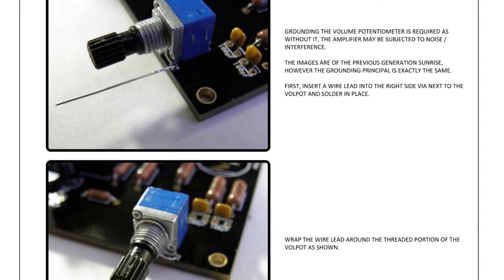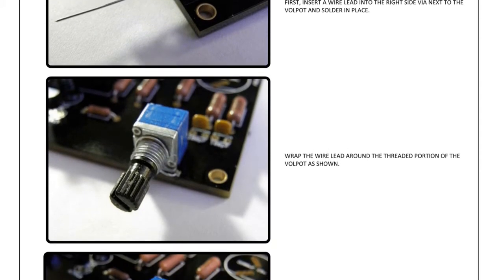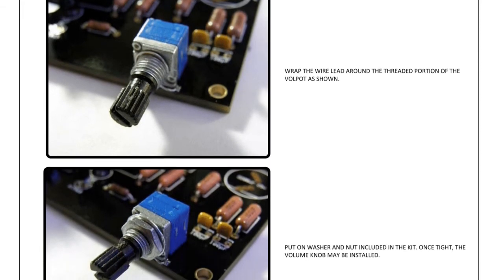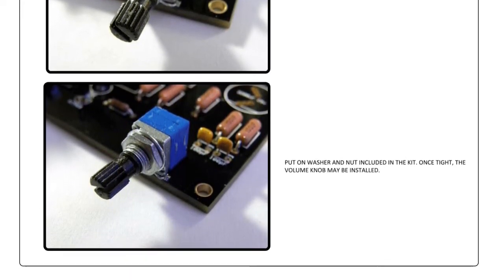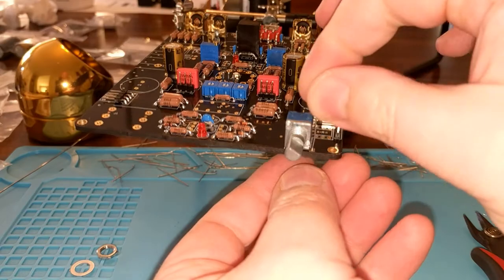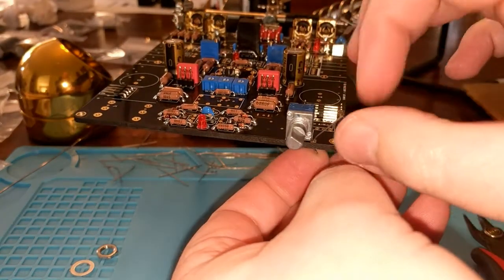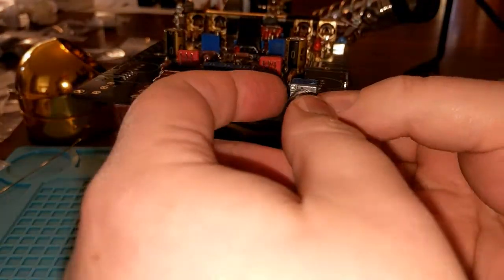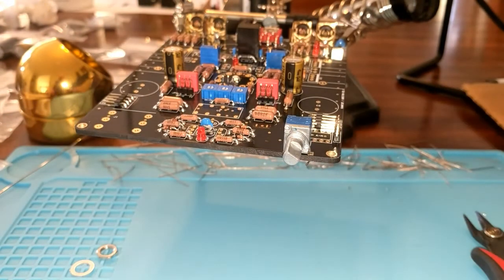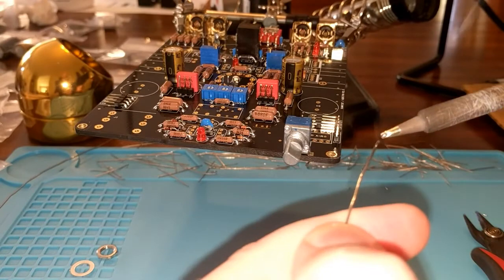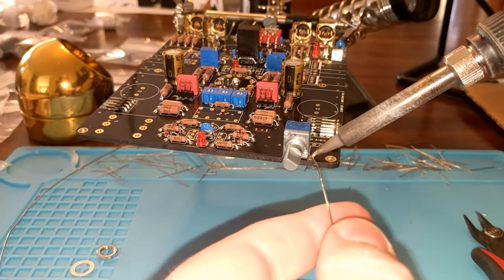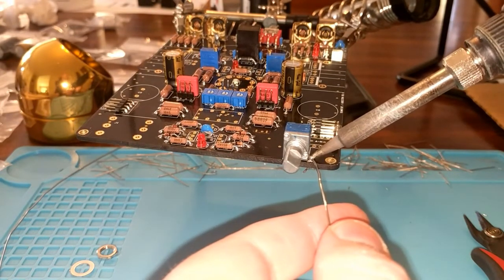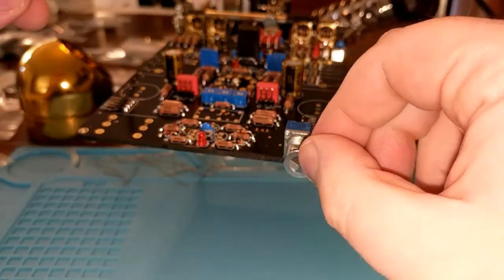Here we're going to ground the volume potentiometer. This just prevents any kind of noise pickup and static and such. So what I use here is just one of the legs of a resistor or capacitor. It doesn't really matter. And I just kind of loop it up around the volume pot as instructed in the assembly guide. And I use a little bit of solder right on the top just to make sure it stays in place, before I flip up the board and actually solder it correctly to the bottom of the board.